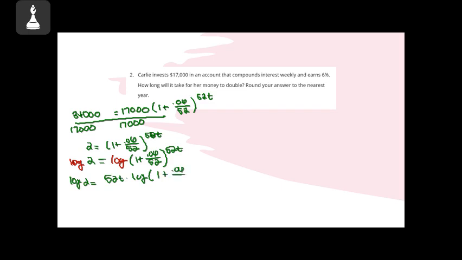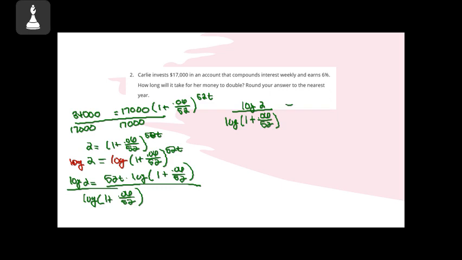Which means I can divide by that entire quantity here, the log of 1 plus 0.06 over 52. So I get log of 2 over log of that quantity, 1 plus 0.06 over 52, equals 52t. So I'm going to type this entire thing into my calculator first. I will copy that answer and then immediately divide by 52. And for this one, I end up with about 11.6. So going to the nearest year is going to round up to 12 years. And again, I will show you how I do this on Desmos on the next slide.